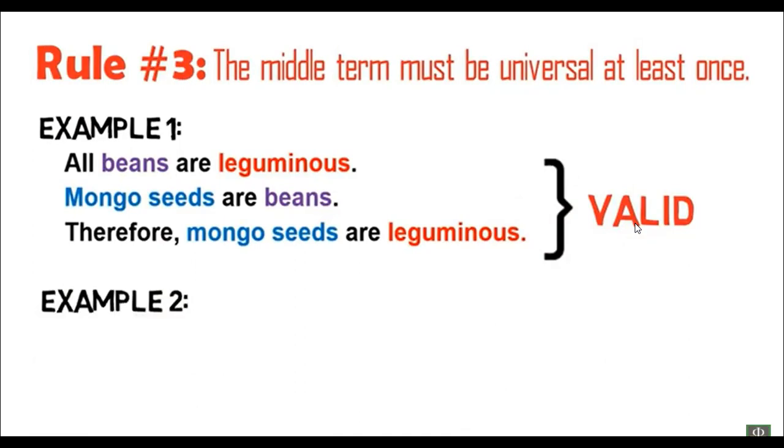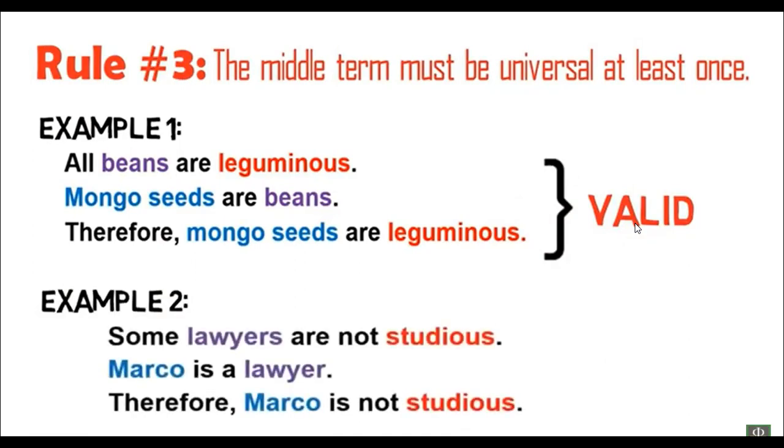Here's another example. Some lawyers are not studious. Marco is a lawyer. Therefore, Marco is not studious. As we can see, both middle terms in the first and second premise are particular. But because rule number 3 of the 8 rules of syllogism asks that at least one of the middle terms must be universal, then the syllogism is invalid.